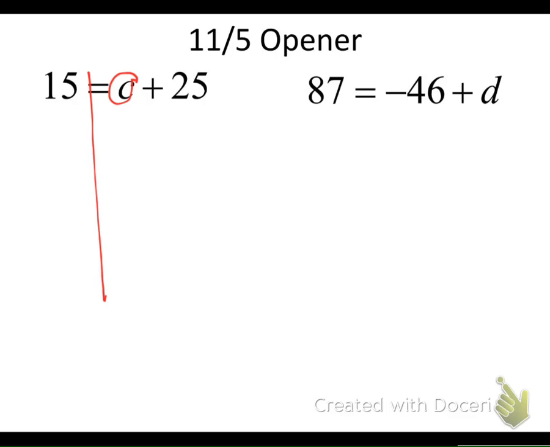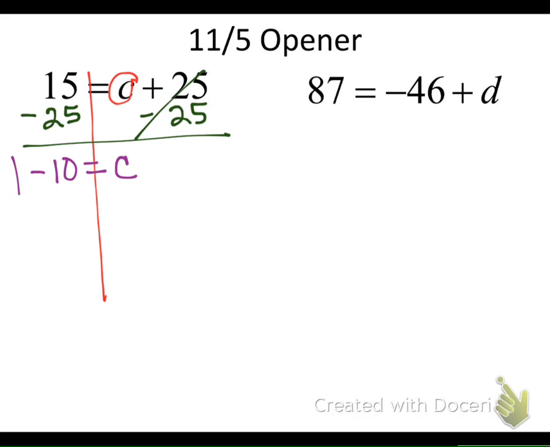If I want to get the variable c by itself, what do I have to get rid of? I have to get rid of the plus 25 by subtracting 25. Good. Whatever I do to one side, I do to the other. I show that the plus 25 and the minus 25 cross out. On the right side, what do I bring down? C. Put my equal sign on the line of equality. On my left side, I solve 15 minus 25. You should get -10. Then we box our final answer.